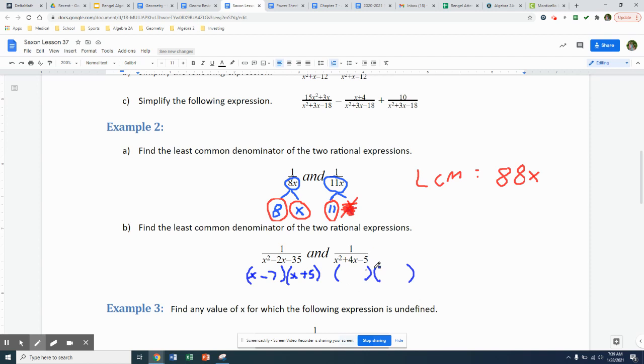Second one, we need to multiply to negative 5 and then add to 4. Well, 5, there's only one way to multiply to it, 1 and 5. And then which one would have to be positive?